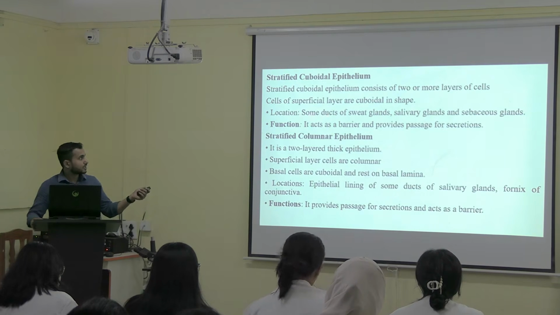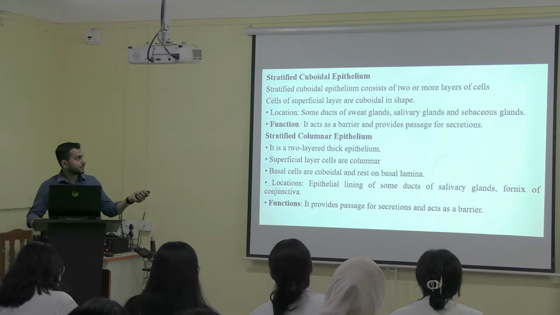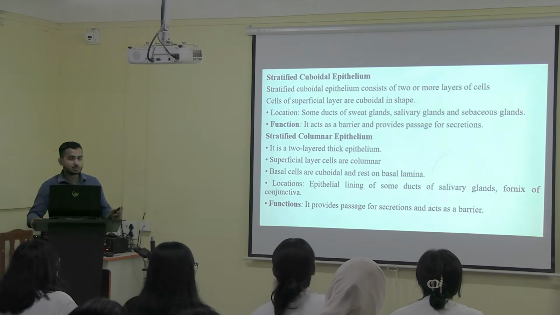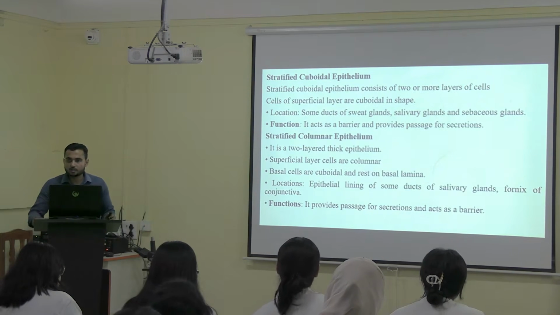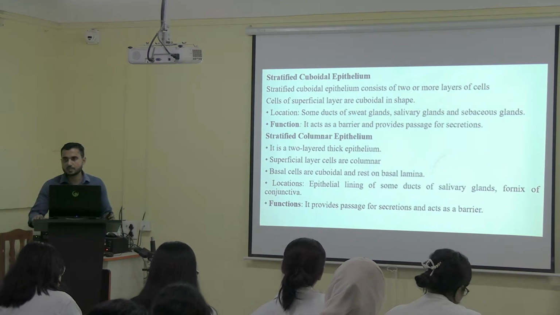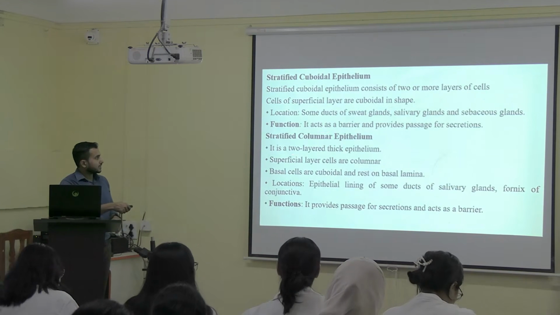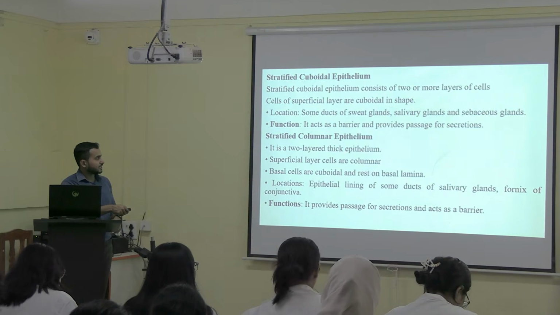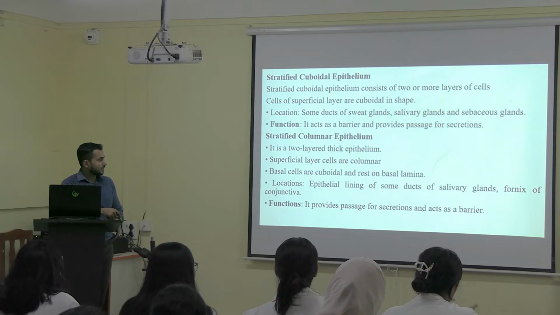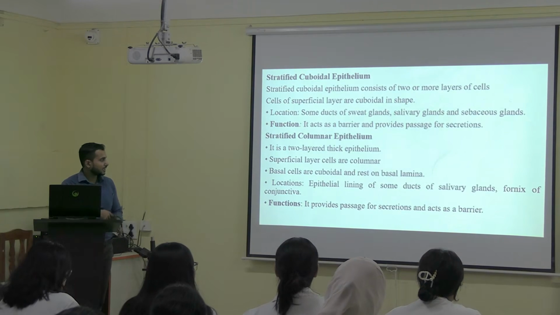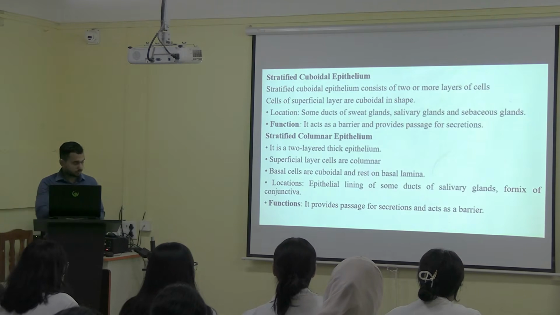Now what is the location? Ducts of the sweat gland, salivary gland, sebaceous glands, etc. These are the locations where the stratified cuboidal epithelium is present. Next, stratified columnar. Here also 2 layers of thick epithelial cells are present. The superficial layer is columnar. The location is the epithelial lining of ducts of the salivary glands, fornix of the conjunctiva, etc.